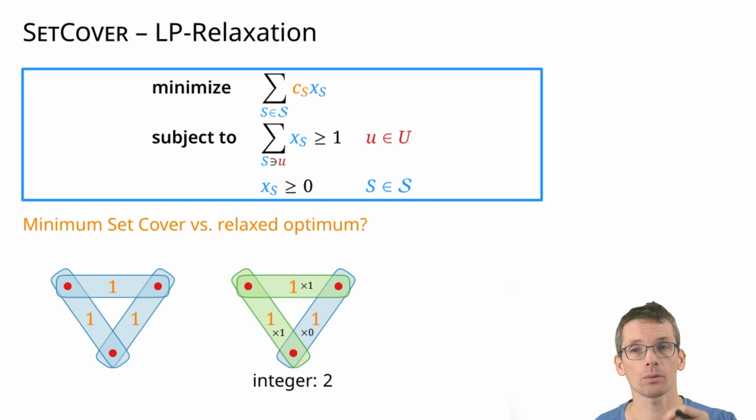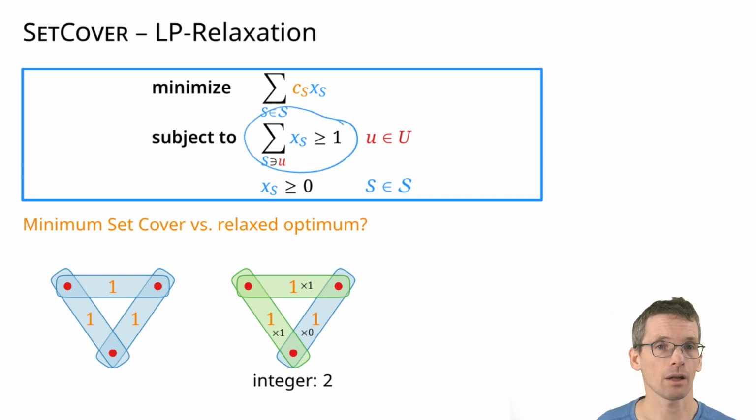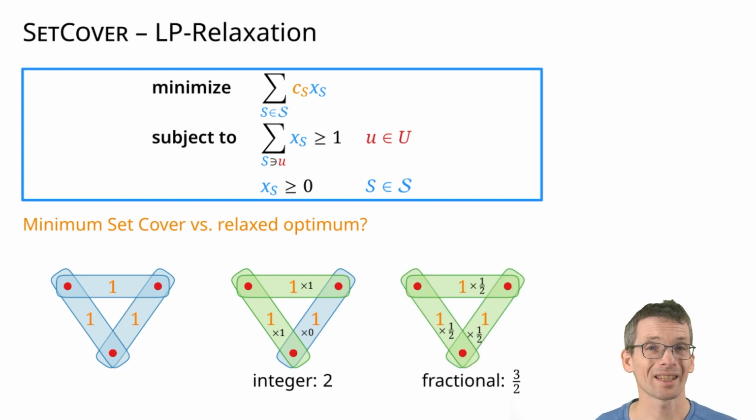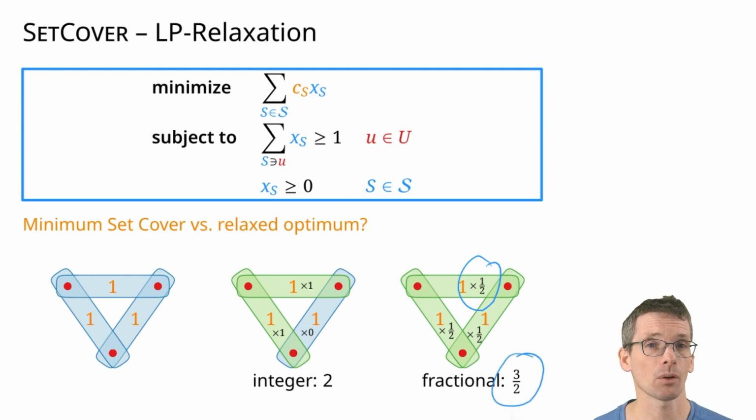Now, if I don't require to take sets completely, but I can take fractional solutions, how can I cover this point set? Covering now means simply make sure that these constraints are fulfilled. So now I can do the following. I can simply take each of the sets with an x_s of 1/2, and in this way I cover all 3 elements, but my weight, or my cost, is actually only 3/2.